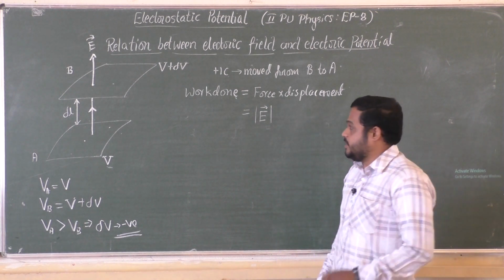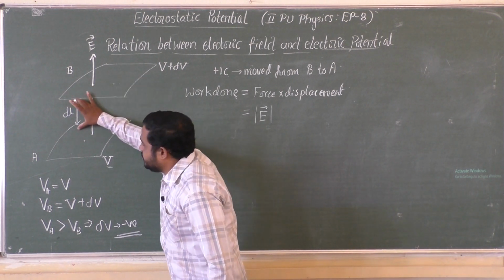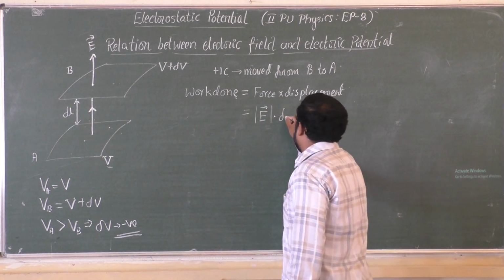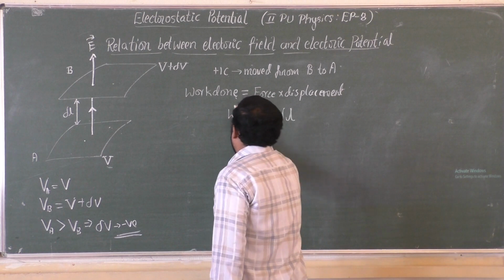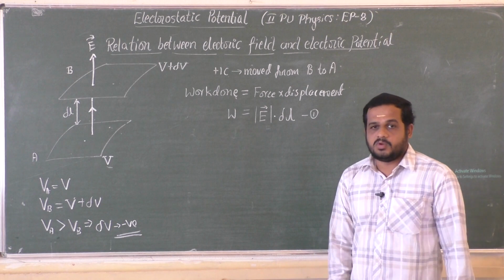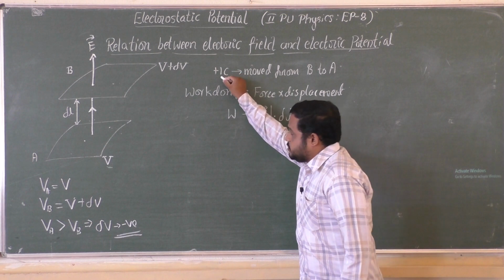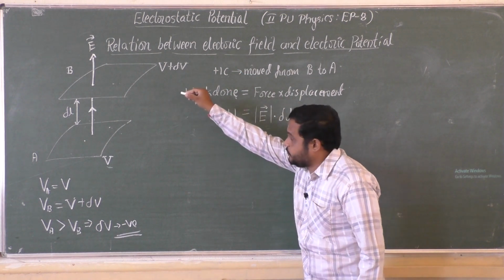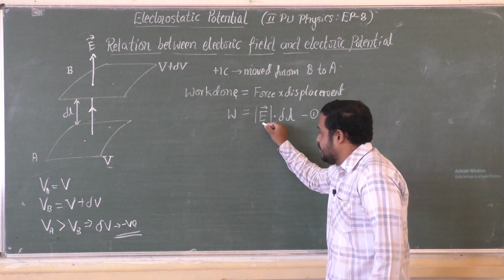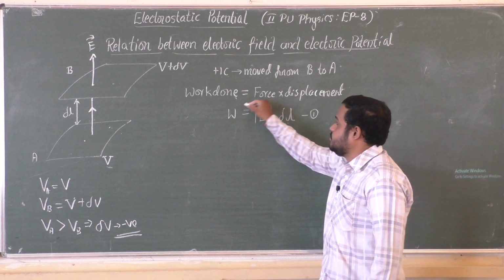Now, what is the displacement? We are shifting the unit positive charge from B to A. Separation between the equipotential surfaces is delta L. Therefore, displacement is delta L. So work done is E into delta L. Take it as equation number 1. The amount of work done in shifting a unit positive charge from equipotential surface B to equipotential surface A is given by this formula: magnitude of electric field into separation between the equipotential surfaces.